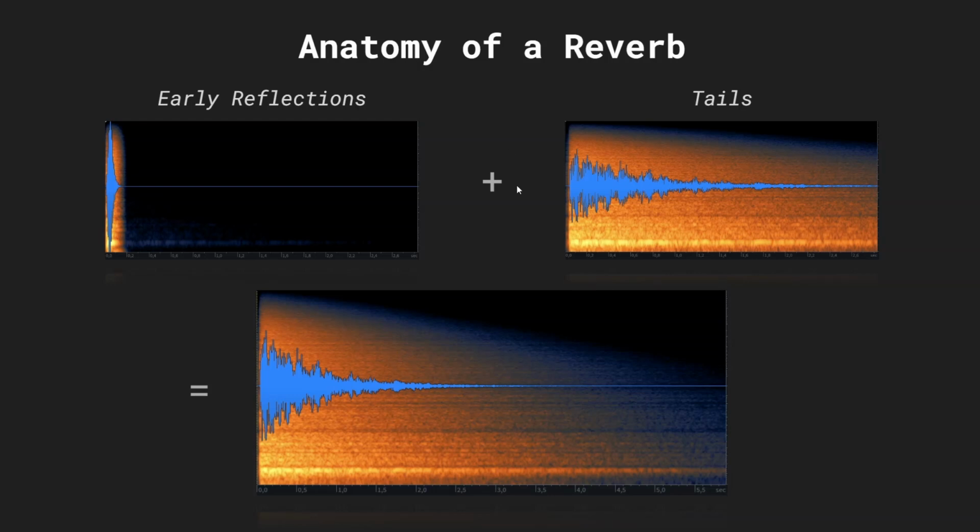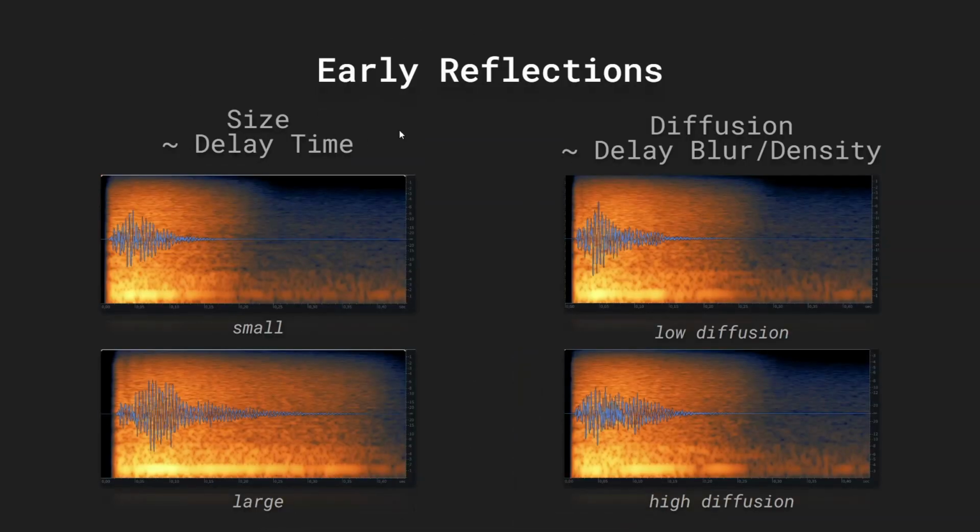So each of these two parts have different parameters that you can tweak. So if we have a look at the early reflections, the two main important ones, at least in my opinion, are size, which is a kind of delay time which sets the different delay parts of the early reflections. If you listen to a small size here, you can hear that it's very dense and very close to you, while if you listen to a large size, it's much more spread out over time. The little delay taps are further apart.